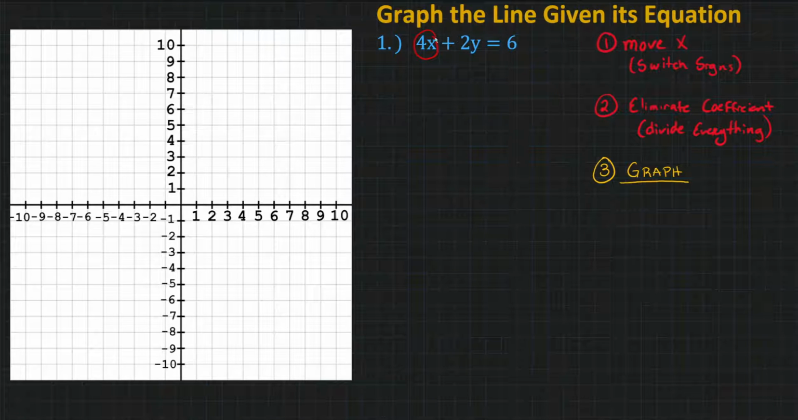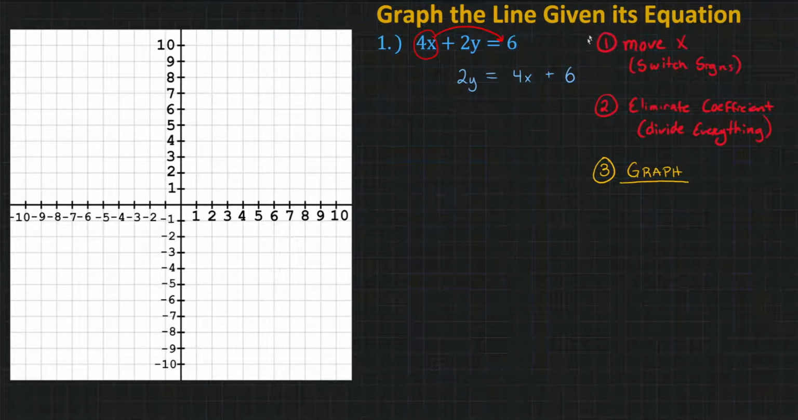Step 1, move the 4x over. Step 2, eliminate the coefficient next to y. So let's do step 1. Take your fingers, pinch that 4 and peel it off the page and put it right in between that equal sign and that 6. So I'm peeling it off the page, leaving this 2y behind. And I'm going to put that 4x right in between the equal sign and that positive 6.